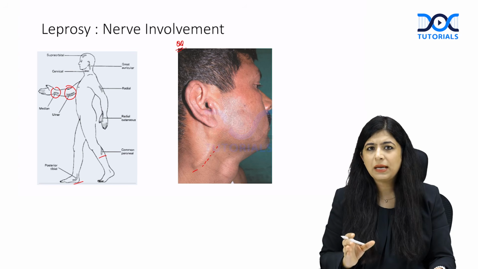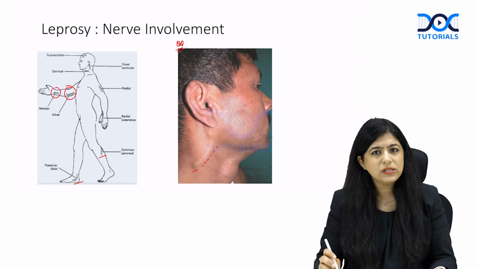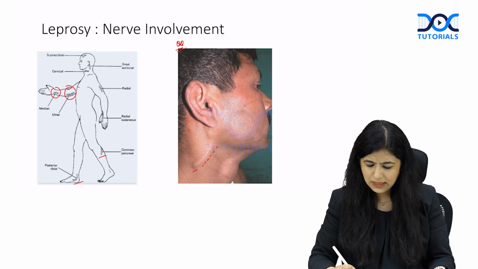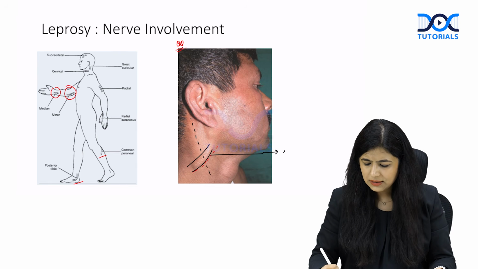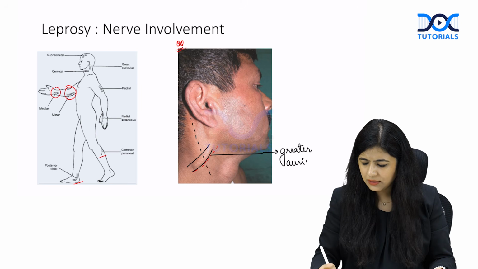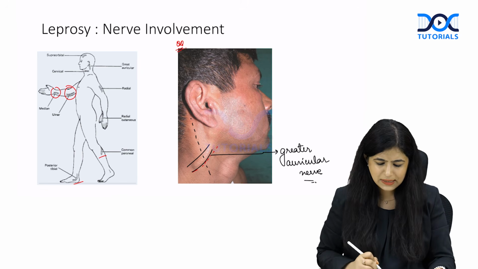So when you look at this image in the neck, what is the nerve that is enlarged? Use your knowledge of surface anatomy from leprosy. See, this is the sternocleidomastoid muscle that is going. The nerve that crosses it, it's enlarged. This is the greater auricular nerve. So the nerve that's enlarged is the greater auricular nerve as seen in this image.